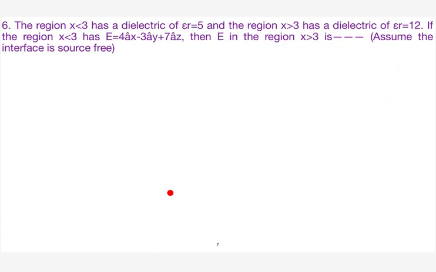So my intention is, since time is limited, I focus on the boundary condition. That is the reason why I have skipped the last question, the calculative part. And this is a kind of course where frequently you are expecting in GATE related to the boundary condition. So read the question. The region x less than 3 has a dielectric of epsilon r equal to 10, and the region x greater than 3 has a dielectric of epsilon r, I think 12. The region x less than 3, electric field intensity value is given. Then find the electric field intensity in the region x greater than 3.